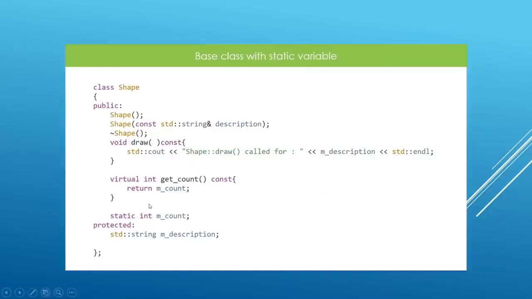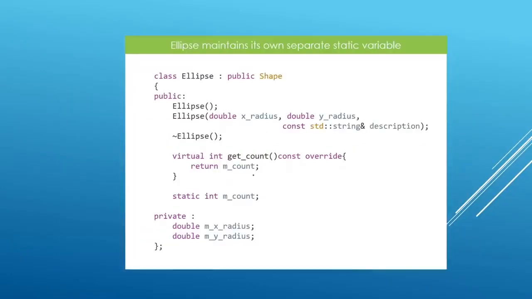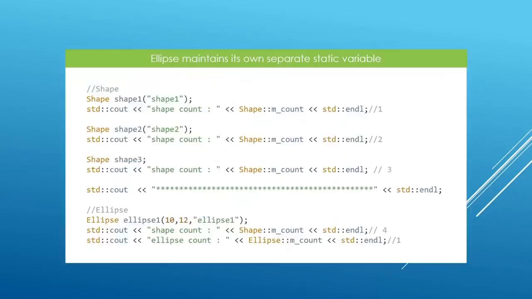The one in shape is exactly named mCount. It is a static variable of type int. The one we have in ellipse is also the same. It is a static variable called mCount of type int. But now ellipse is going to maintain its own static variable and shape is going to maintain its own static variable. Now we are going to get this kind of behavior.